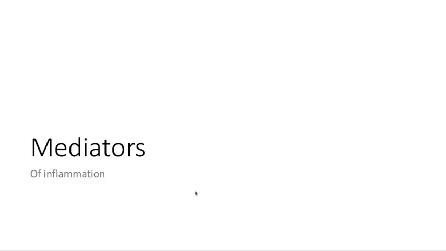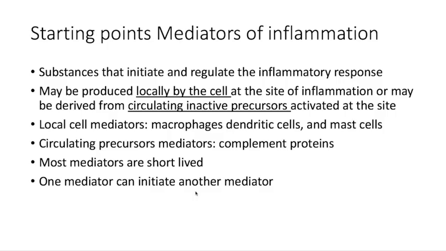So now we're going to look at all the mediators of the inflammatory response. The mediators are substances that initiate and regulate the inflammatory response. They may be produced locally by the cell at the site of inflammation, or they may be derived from circulating inactive precursors activated at the site. They are macrophages, dendritic cells, and mast cells. Those are like local cell mediators.